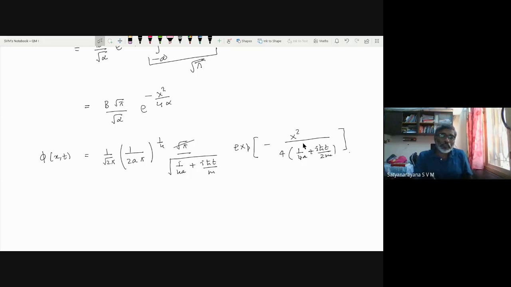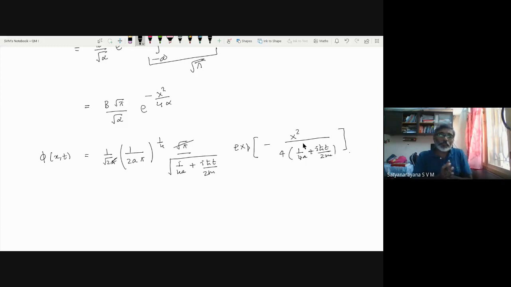So this pi will cancel with this one. And m. Okay, so this is basically the wave function. Okay, so this is the wave function.